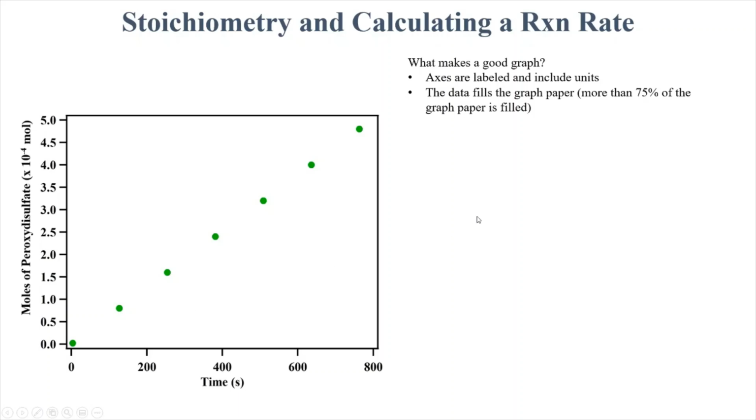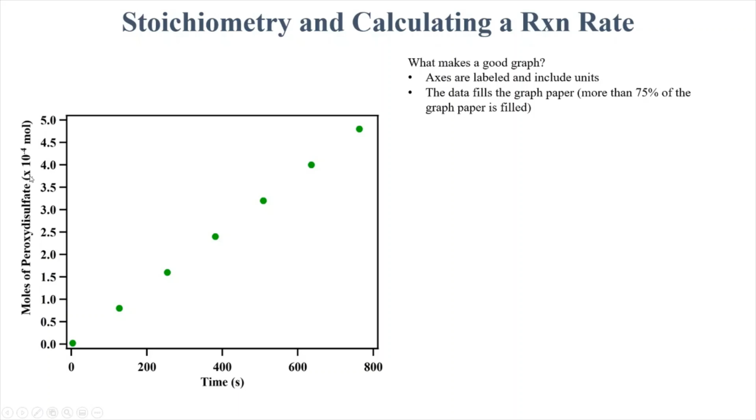So now let's talk about what makes a good graph. So you're going to be doing some graphing, and we're going to be talking about this in a little bit more detail in terms of the graph paper at the end of this video. But let's just look at what makes a good graph, because this is important. So when you're drawing your graphs for this experiment, you're going to want to make sure that your axes are labeled and that you include units. So you'll notice that my axes are labeled in time, seconds, and moles of peroxydisulfate.